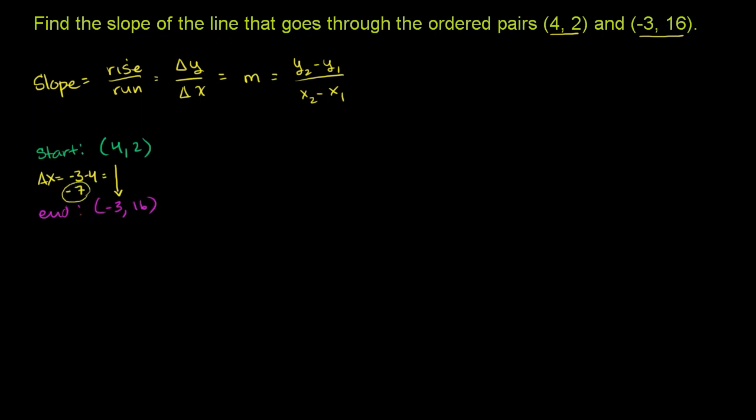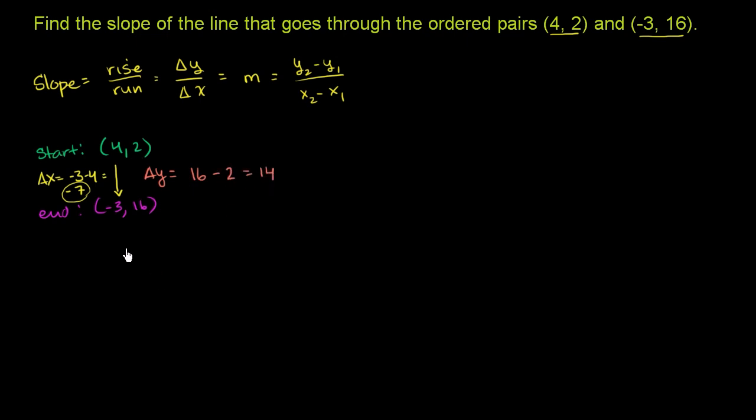Let's do the same thing for the change in y. And notice, I implicitly used this formula over here. Our change in x was our end x value minus our starting x value. Let's do the same thing for our change in y. If we're starting at 2 and we go to 16, that means we moved up 14. Or another way you could say it, you could take your ending y value and subtract from that your starting y value and you get 14.